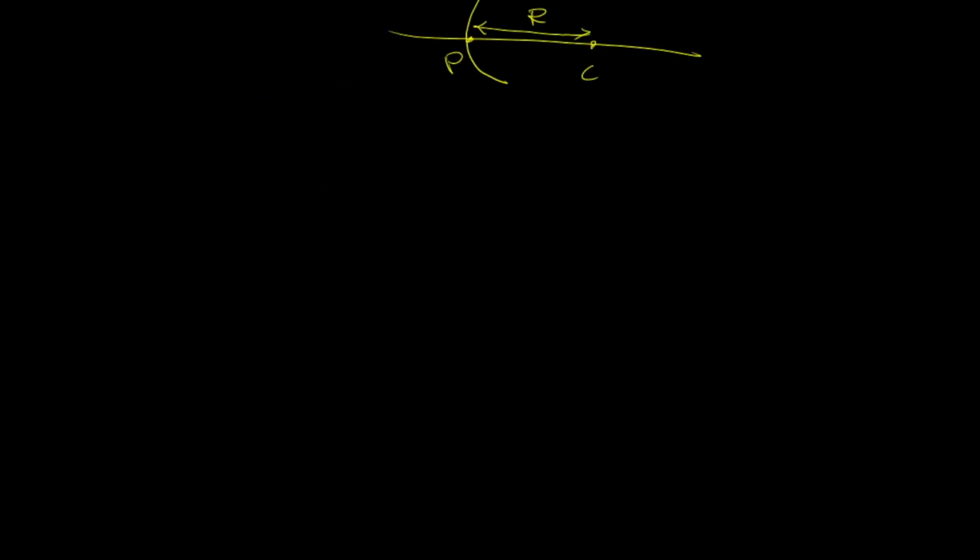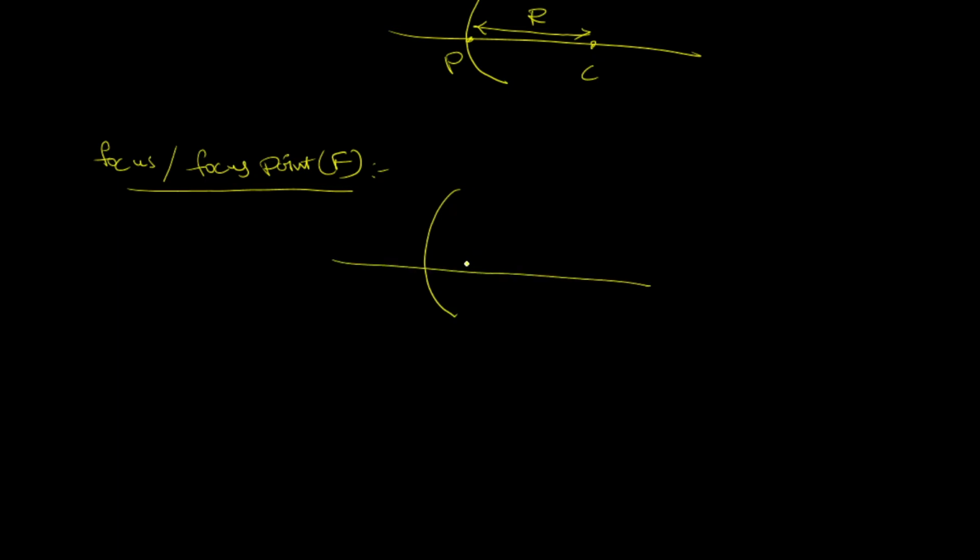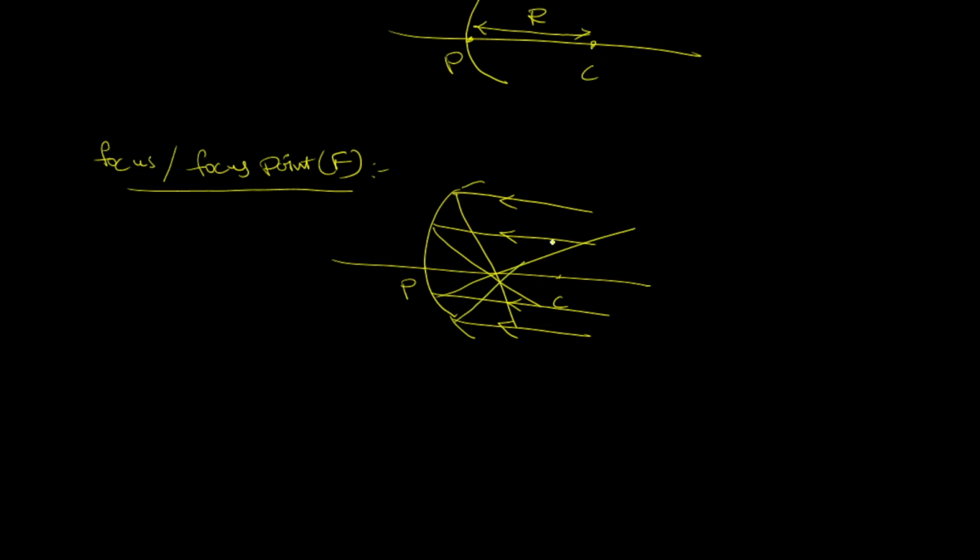Coming to focus or focus point, which is denoted with capital F. If you consider the incident rays which are parallel to the principal axis, and these are incident on this spherical mirror, after reflection they will meet at some point on the principal axis. This point is known as the focus point.